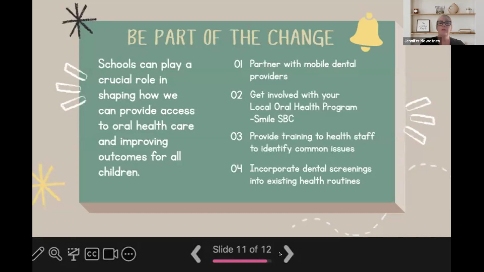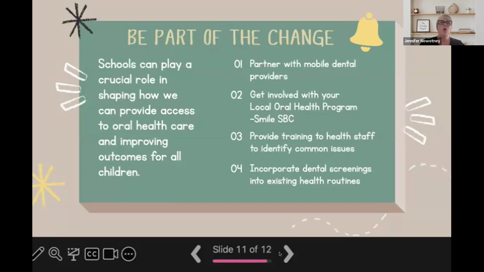If you're not part of the Smile SBC work group, I would encourage you to do so and get more information about that. They're an excellent resource on all things pertaining to oral health and pointing you in the right direction if you need any help or assistance with implementing a screening program into your school. And then you can also implement it so that it's a yearly event, just like hearing and vision.